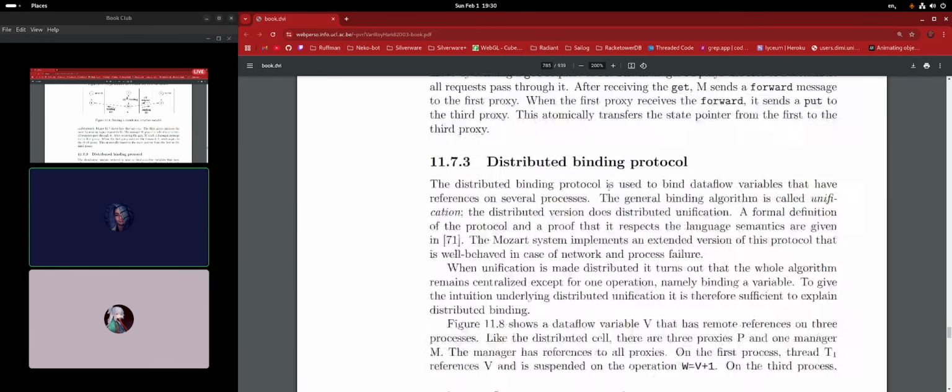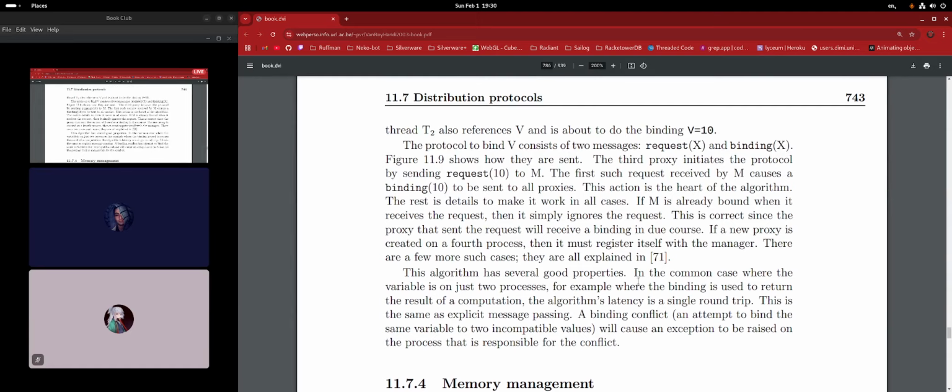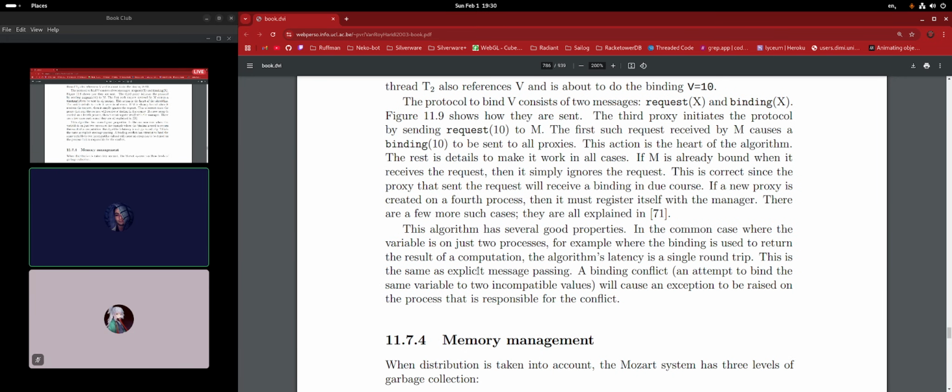No, then it's what I said earlier. If a new proxy is created, yeah, this is correct. But if a new proxy is created on a fourth process, then it must register itself with the manager. There are a few more such cases. They are all explained there. This algorithm has several good properties. In the common case where the variable is on just two processes, for example, where the binding is used to return the result of a computation, the algorithm's latency is a single round trip.